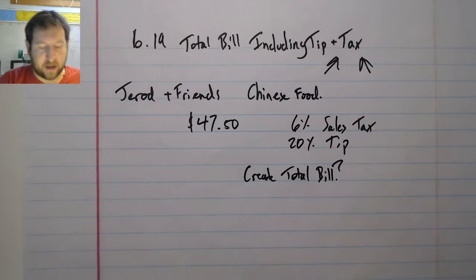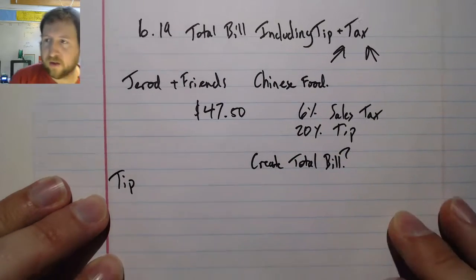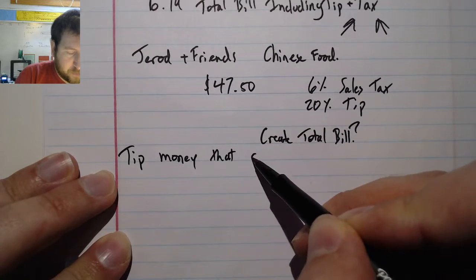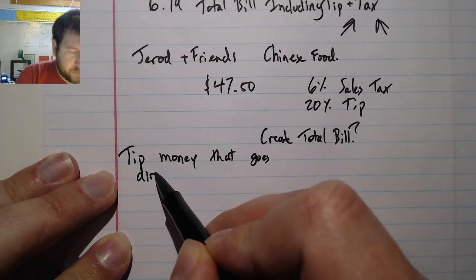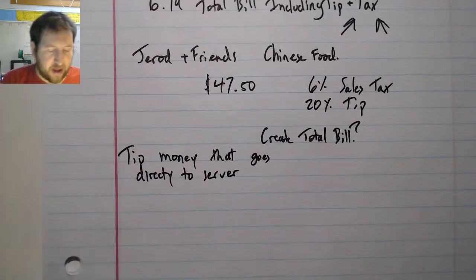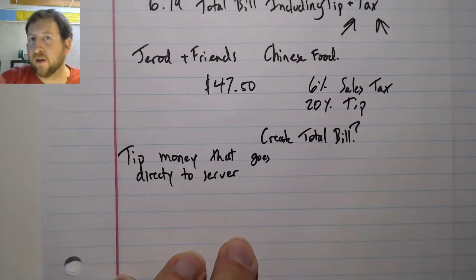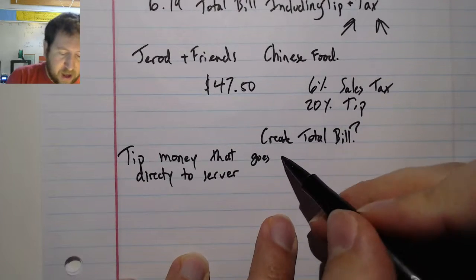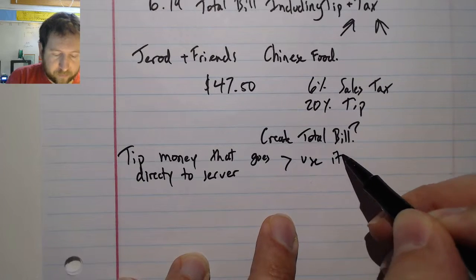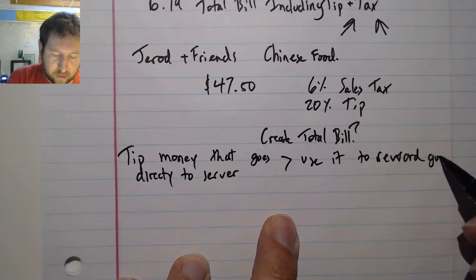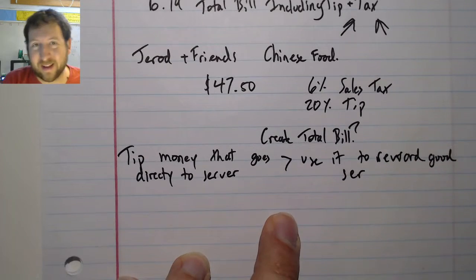Okay, first let's take a look at some of these terms. Well, we already know what the tip is. The tip is money that goes directly to the server, or whatever other job they are doing. This money does not go to the restaurant, doesn't go to anyone else, it just goes right into their pocket, and it counts as extra income. And we use it to reward good service. At least that's the idea that we're supposed to use.